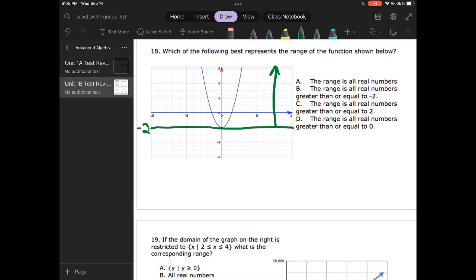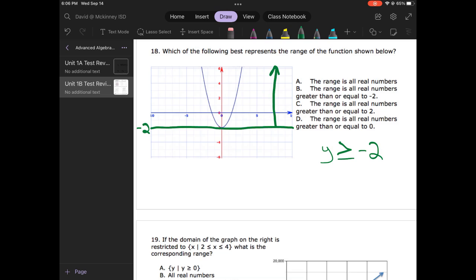So let's go through and let's see if we can write an inequality statement that would capture this. In this case, y is greater than or equal to every value above a -2. So I can just write y is greater than or equal to -2. So let's see which of these possible answer choices match up with that.